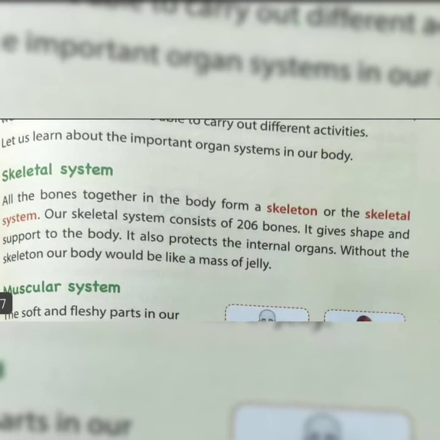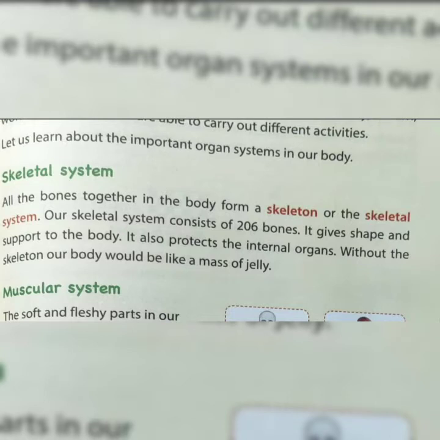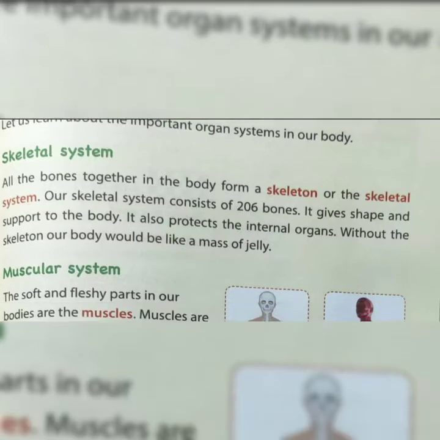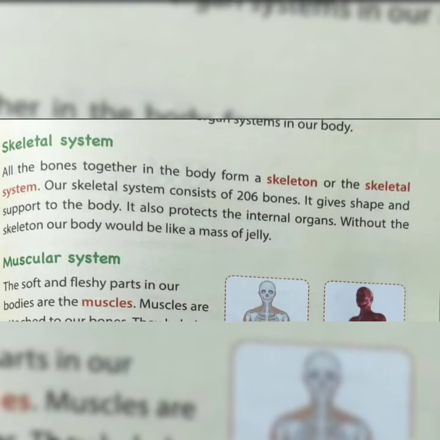First is the skeletal system. All the bones together in the body form a skeleton or the skeletal system. Our skeletal system consists of 206 bones. We have already read that in our previous class, still underline it. We have 206 bones. It gives shape and support to the body. It also protects the internal organs. Without the skeleton, our body would be like a mass of jelly.